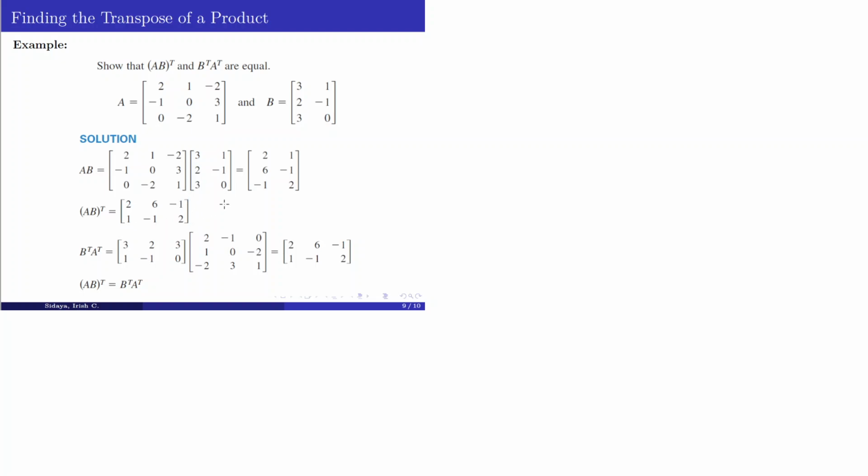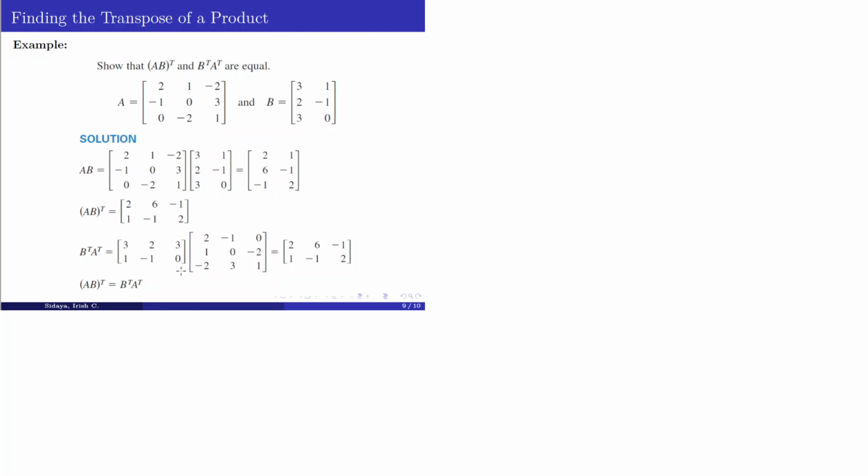And also, for the transposes of B and A, this is B here. Remember, this is a 3 by 2 matrix. So its transpose must be a 2 by 3 matrix. So we write these rows as columns and so on. And also this A here, we write these rows of A as columns here. So we have negative 1, 0, 3, 0, negative 2, 1.